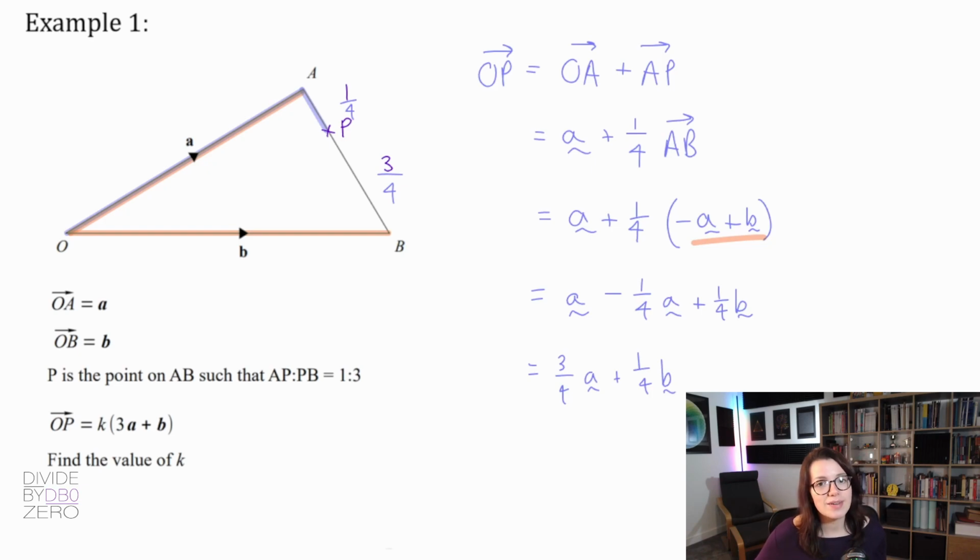So now we have an expression for OP, and the question also had an expression for OP. So if we compare, it's looking quite similar now. All we have to do is try and make it look like k brackets 3a plus b. So if we maybe factorize out 1/4, we will actually get 1/4 brackets 3a plus b. And that is in the format that the question is asking for. So ultimately, the value of k is actually 1/4.